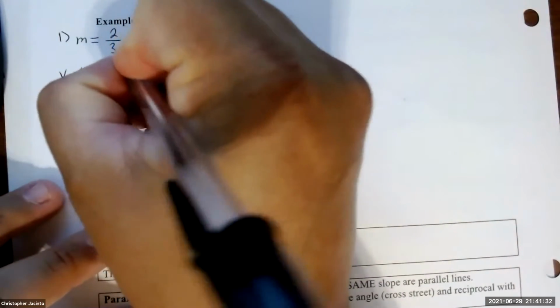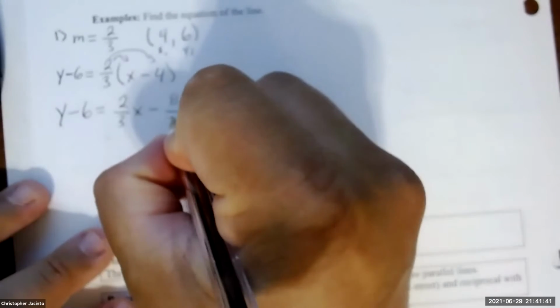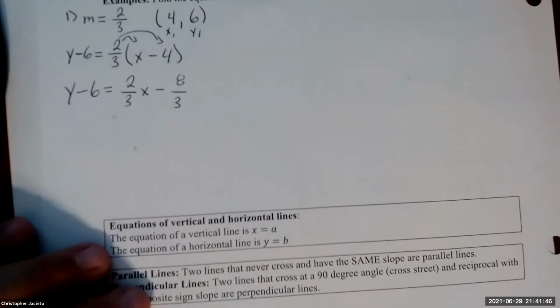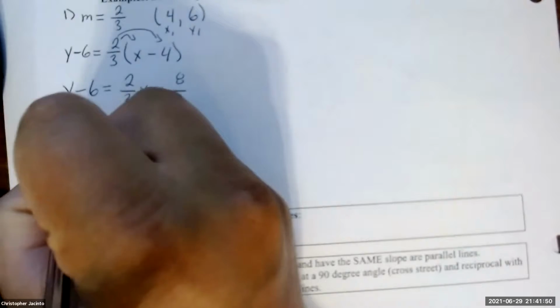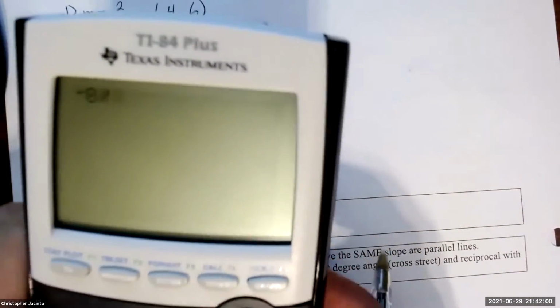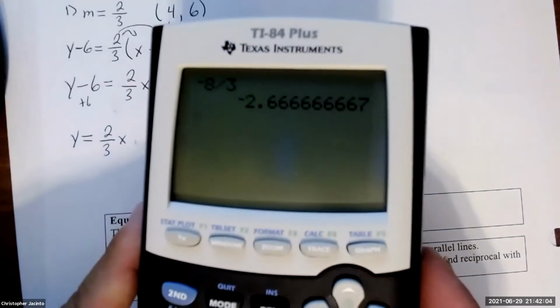So we distribute here, distribute there. So this is 2 over 3x, and this is going to be negative 8 over 3. Okay. And then just add 6 to both sides. And like I said at the very beginning, you're online, so take advantage. So what I mean by that is, let's figure out what this is. Negative 8 over 3 is that. And then we're going to be adding 6 to this.